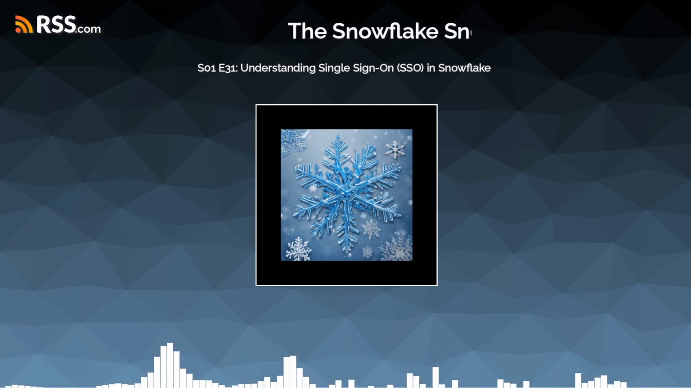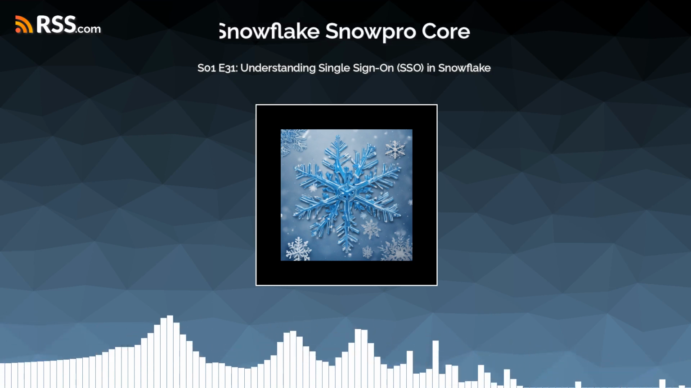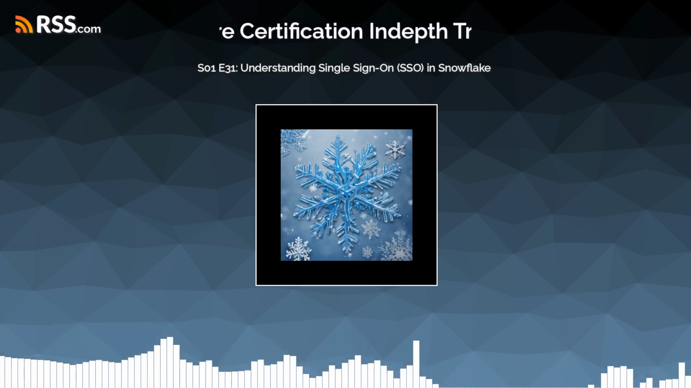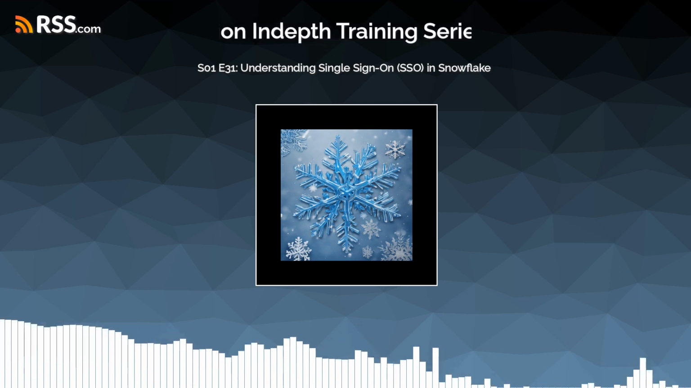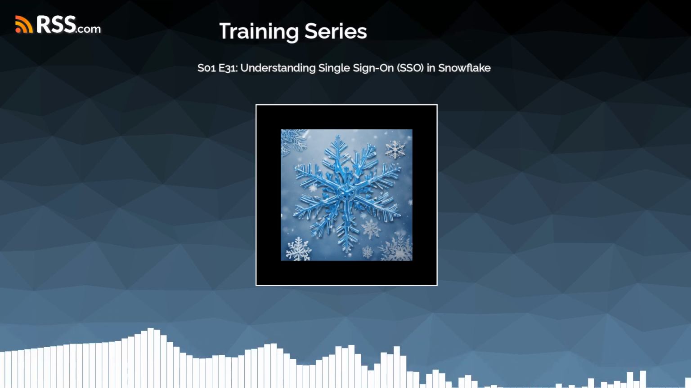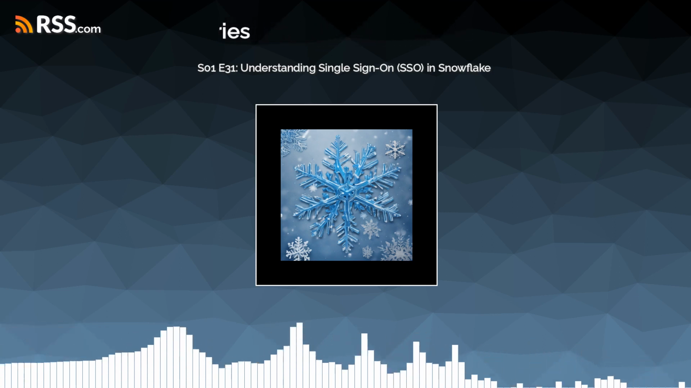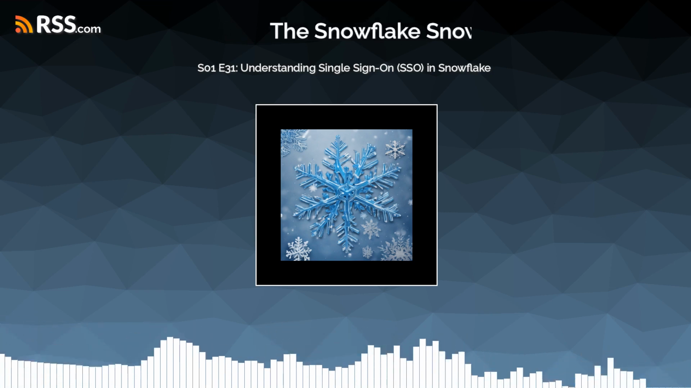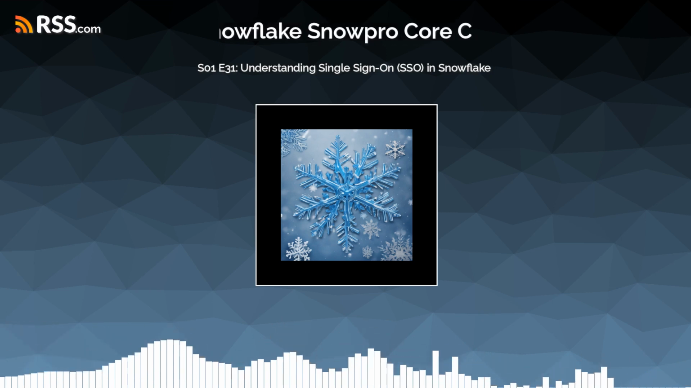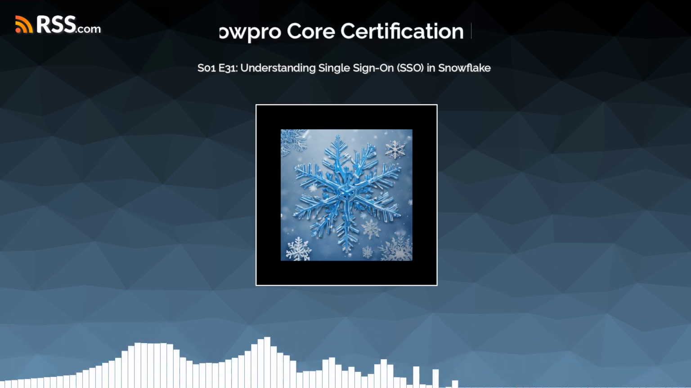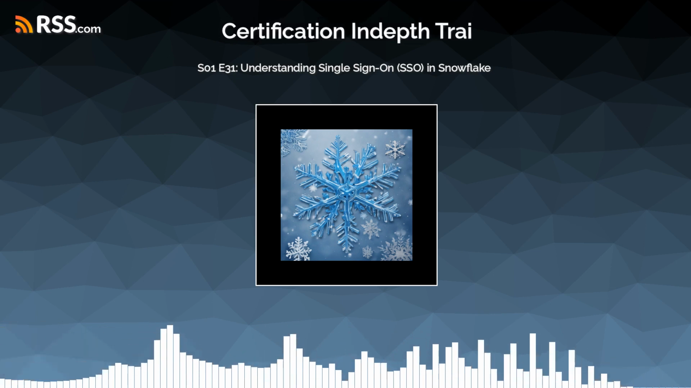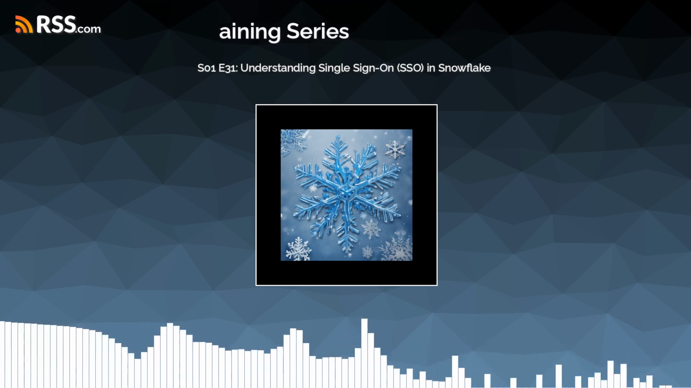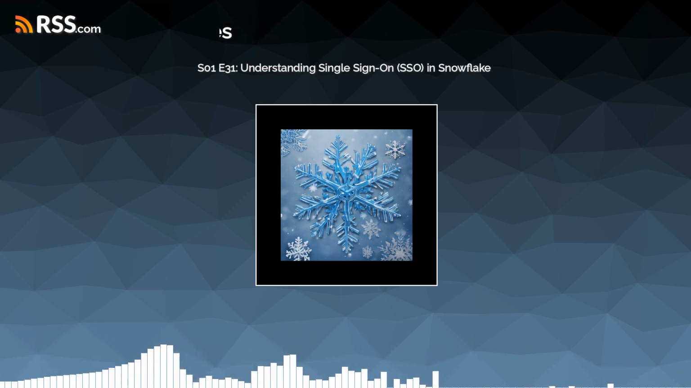In conclusion, mastering single sign-on in Snowflake is a key component of Snowflake Core Certification. It enhances the security and accessibility of your Snowflake environment, streamlining operations and simplifying user management. Remember, successful SSO deployment is not just about enabling a technology. It's about understanding how it fits within your organization's broader security and access management framework.